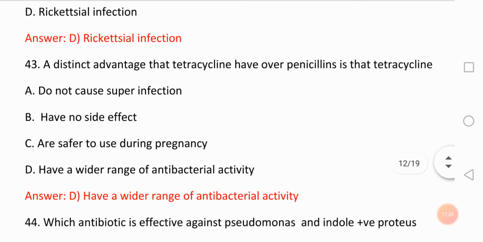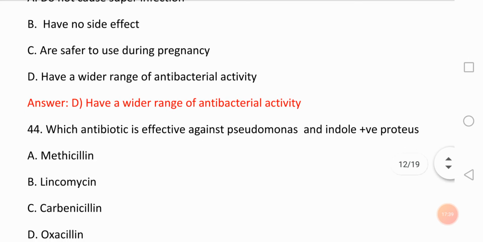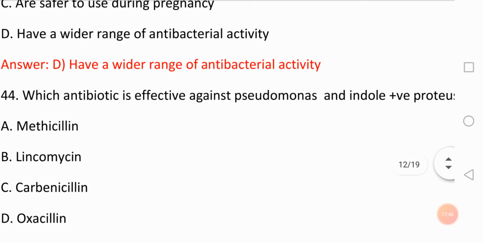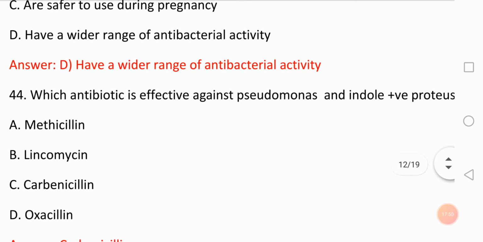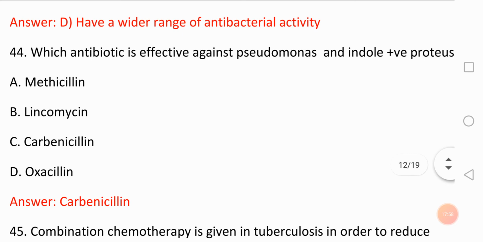Next question. Which antibiotic is effective against Pseudomonas and indole positive Proteus? A. methicillin, B. lincomycin, C. carbenicillin, and D. oxacillin. And the answer is C, carbenicillin.